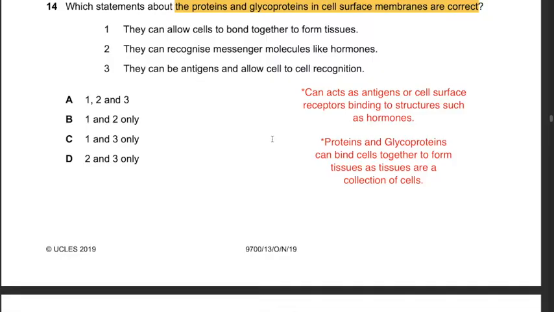They can allow cells to bond together to form tissues. They can also act as antigens or cell surface membrane receptors, binding to structures such as hormones. Therefore, statements 2 and 3 are also correct. They can recognize messenger molecules like hormones. Statement 3, they can be antigens and allow cell-to-cell recognition, is also correct, because proteins in cell surface membranes are normally involved in cell signaling and cell recognition. Therefore, the answer is A. 1, 2 and 3.